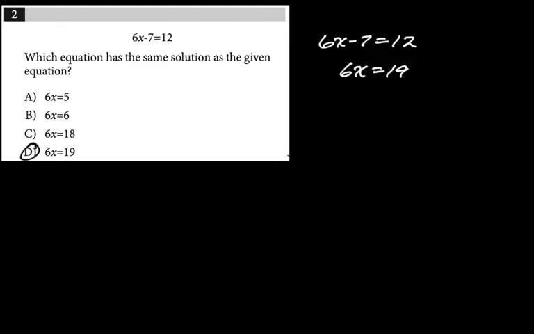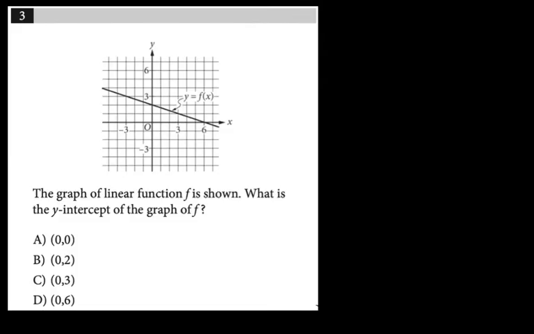All right, number 3. Oh, sorry, yeah, circle that. All right. The graph of the linear function f is shown. What is the y-intercept of the graph of f? Let me tell you, they love y-intercepts. You better know how to find a y-intercept. So that y-intercept is at 2, right? It's definitely less than 3 and bigger than 0. So the answer is definitely 0, 2.